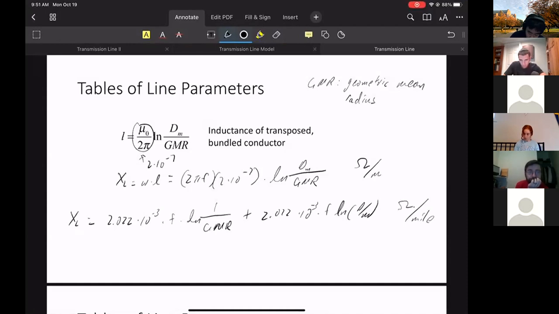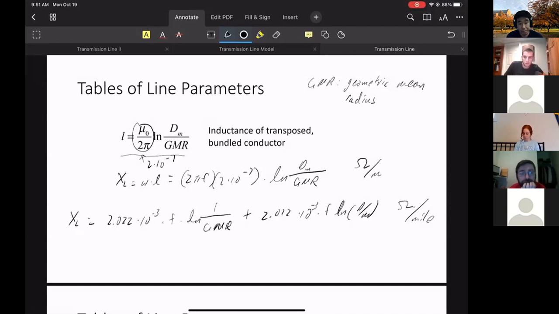All right, so these are different equations you will see. Everything comes from this base equation. You can do the unit conversion directly if you want. So if you don't like ohm per meter, you can directly put in ohm per mile. That's a choice.